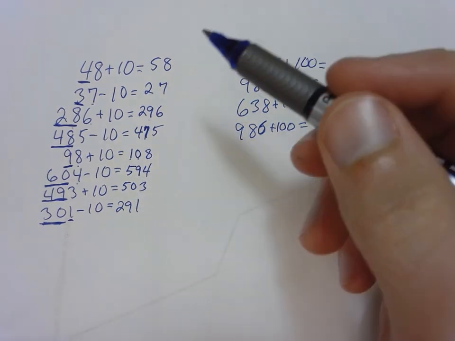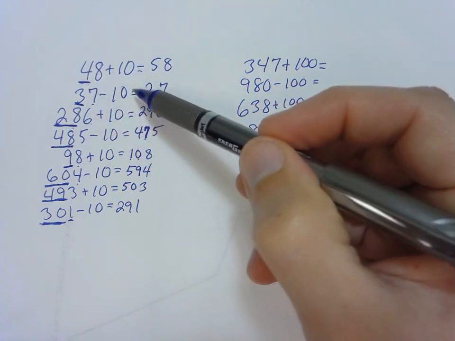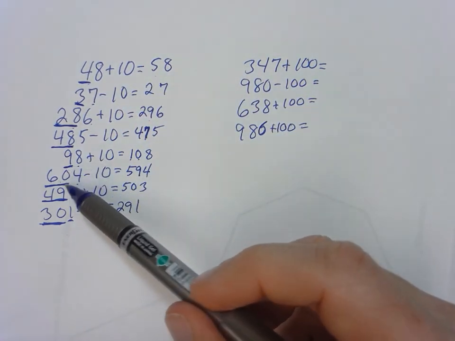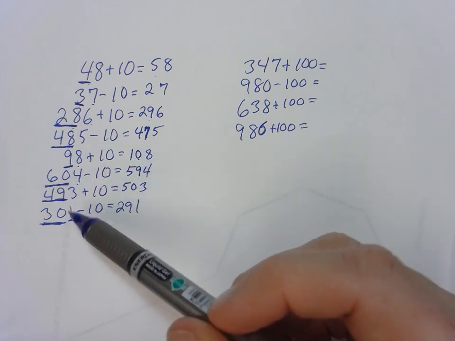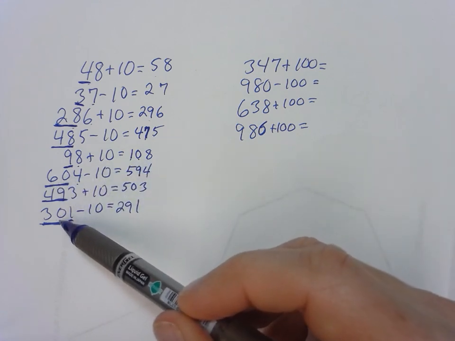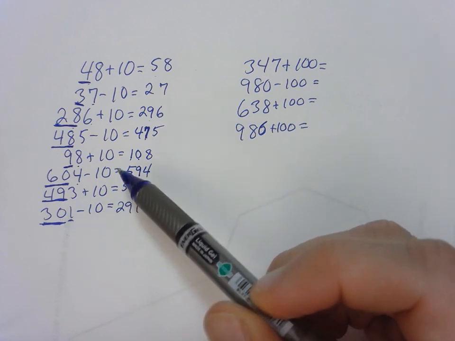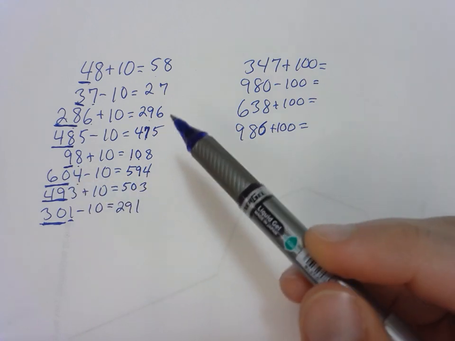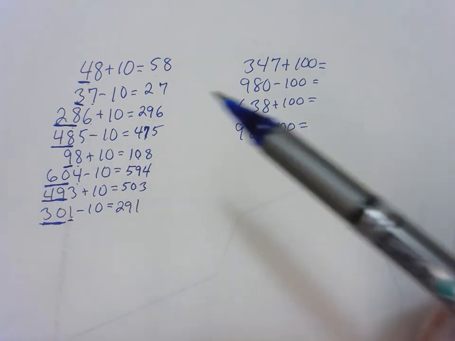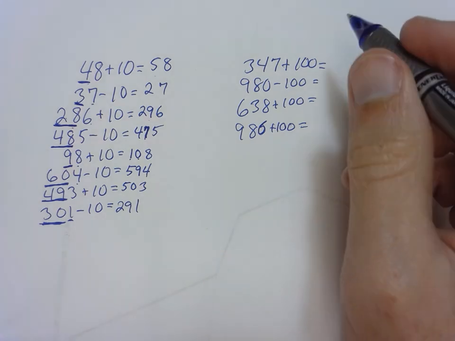So a lot of the times, just your tens place changes, but sometimes your tens place and your hundreds place need to change. If you're starting with a 0 and you're subtracting by 10, your hundreds place and your tens place are going to change. If your tens place is a 9 and you're adding 10, your tens place and your hundreds place are also always going to change. And adding and subtracting 100.